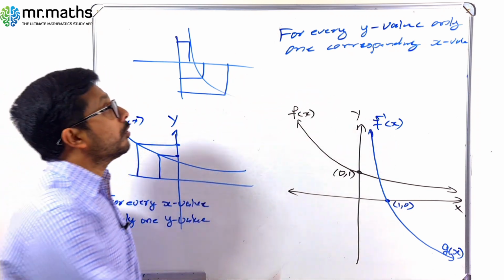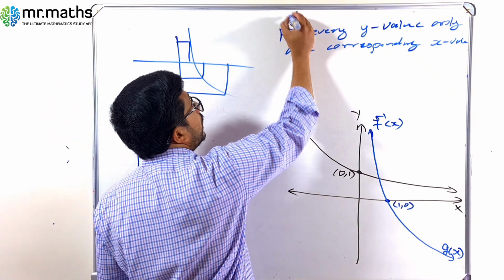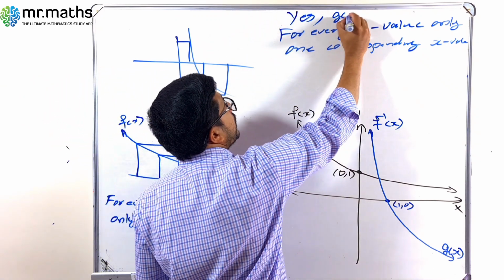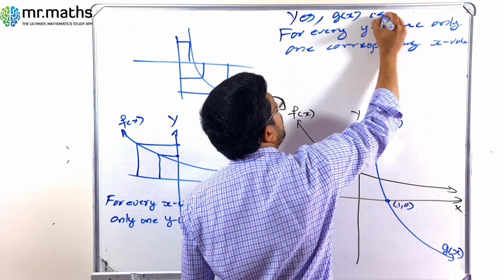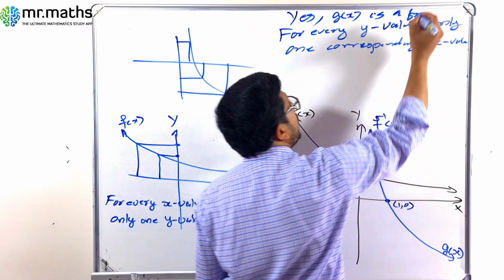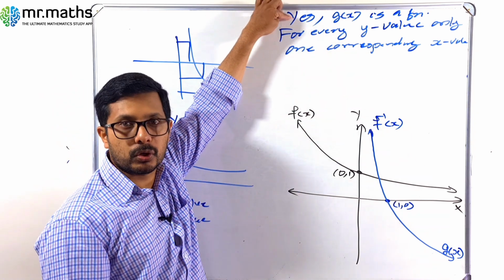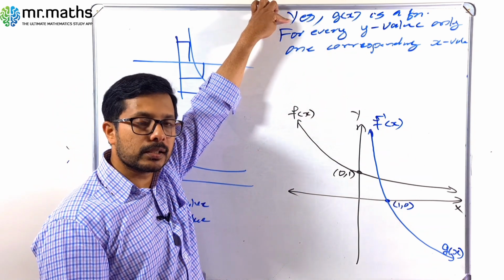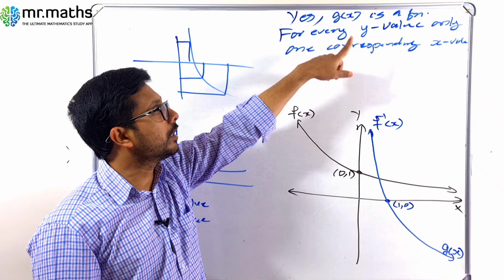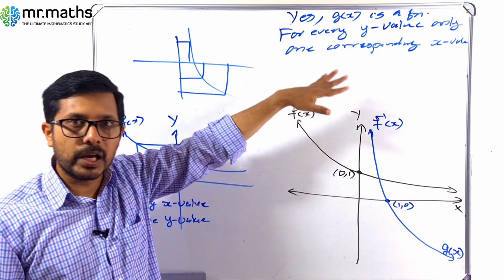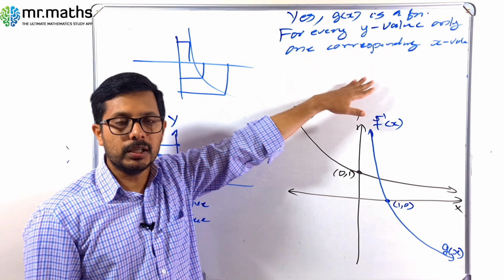That is why, before that you have to write yes, g of x is a function. That is very important, because the first 1 mark is for this yes or no. Here it is yes, so yes, g of x is a function. Then the second mark is for the reason: for every y value, only one x value.